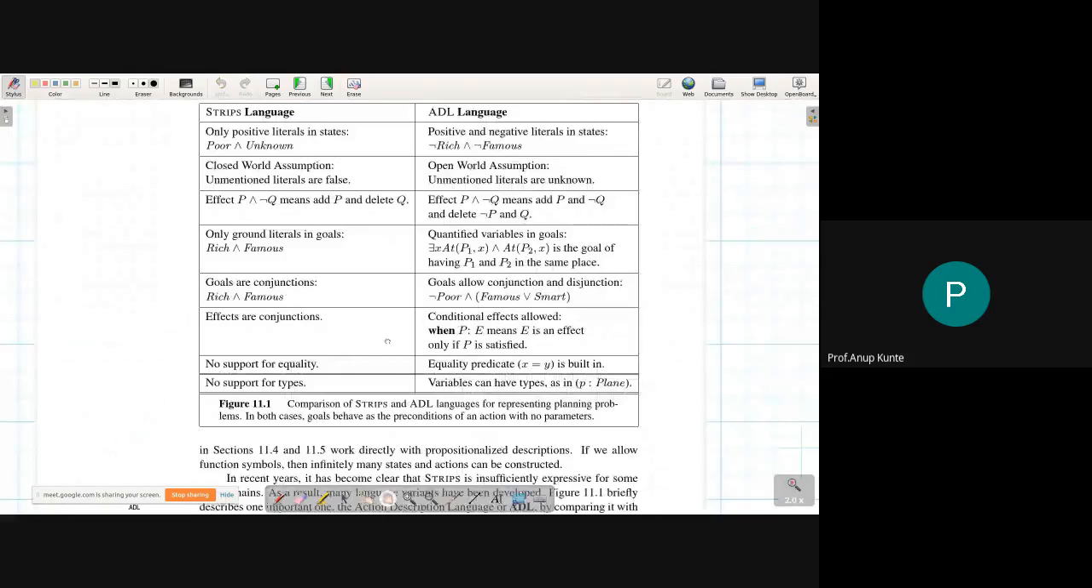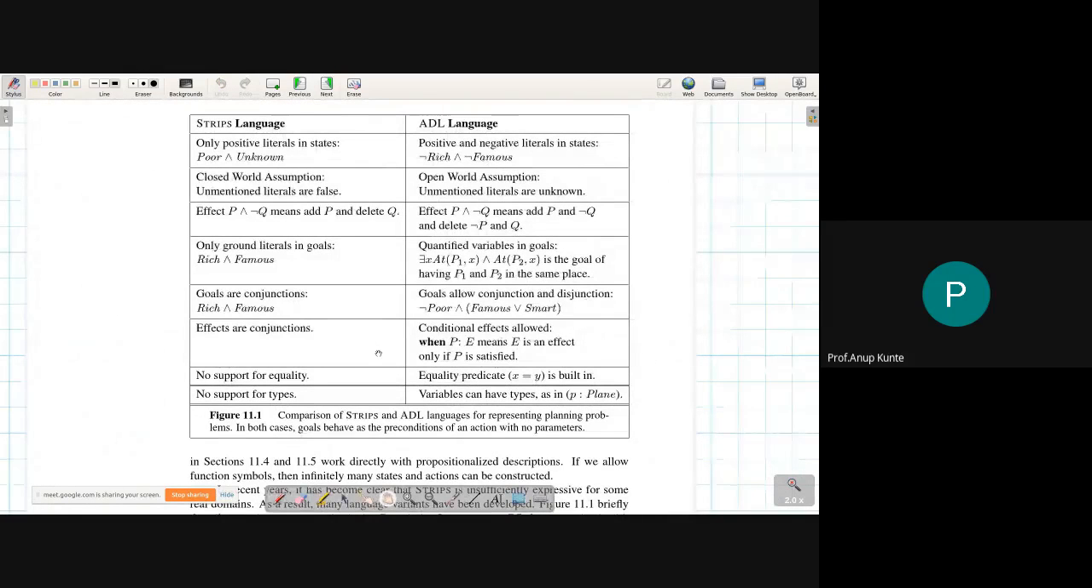Although ADL is not there in your syllabus, STRIPS is there. So we are listing out important points where STRIPS scores over ADL. So ADL stands for, I had given you what it means yesterday. It is abstract data representation language or something like that. STRIPS, we know what it is. It is Stanford Research Institute problem solver language.